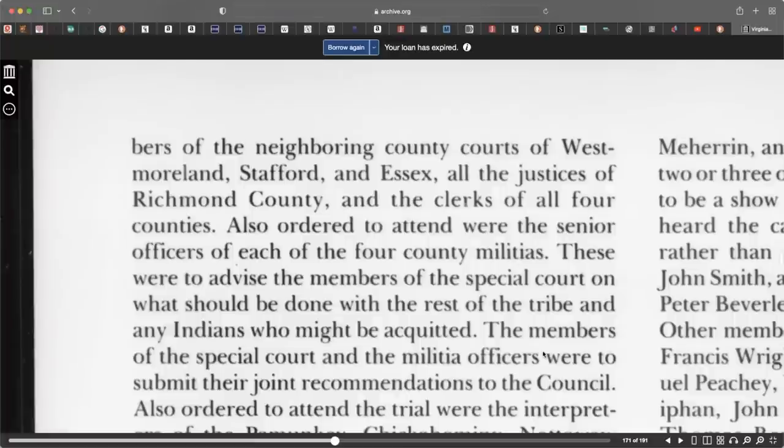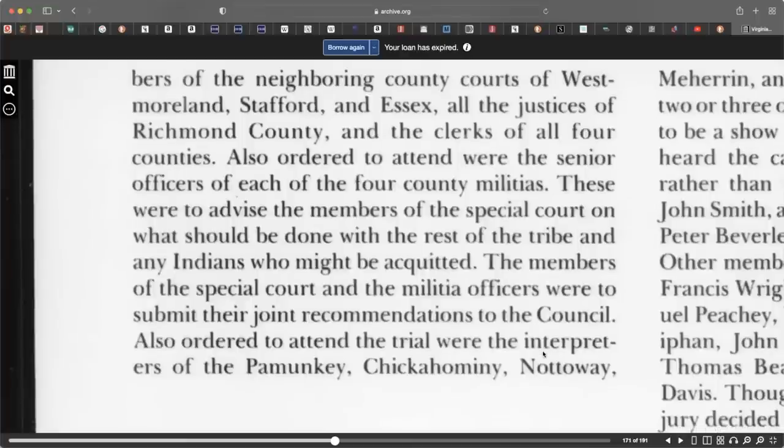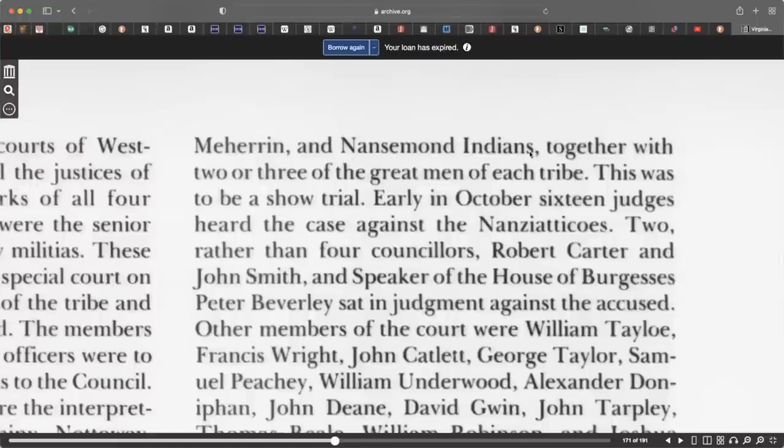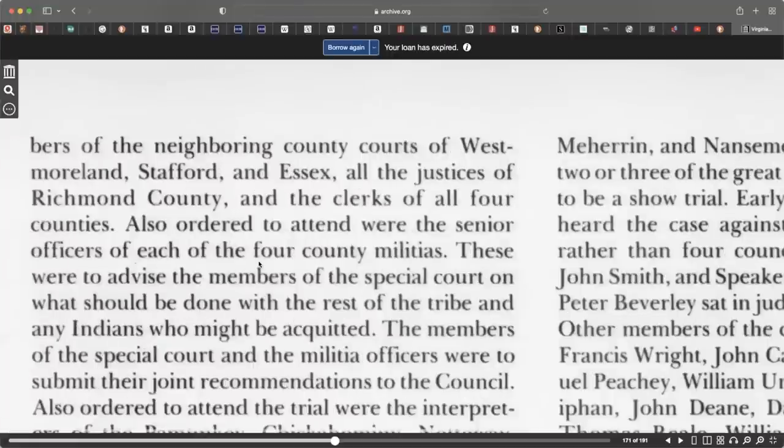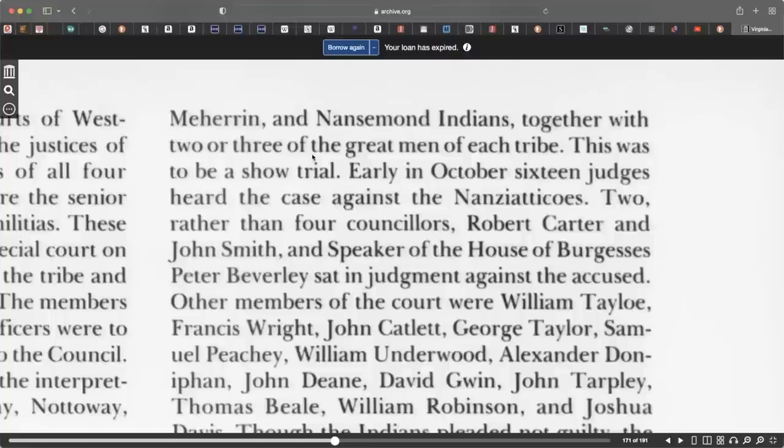Also ordered to attend were the senior officers of each of the 4 county militias. These were to advise the members of the special court on what should be done with the rest of the tribe and any Indians who might be acquitted. The members of the special court and the militia officers were to submit their joint recommendations to the council. Also ordered to attend the trial were the interpreters of the Pamunkey, the Chickahominy, the Nottoway, the Meherrin, and Nansemon Indians. So you see who was there present on these people's trial, the other tribe's trial? Why are they there? Together with 2 or 3 of the great men of each tribe. This was to be a show trial.